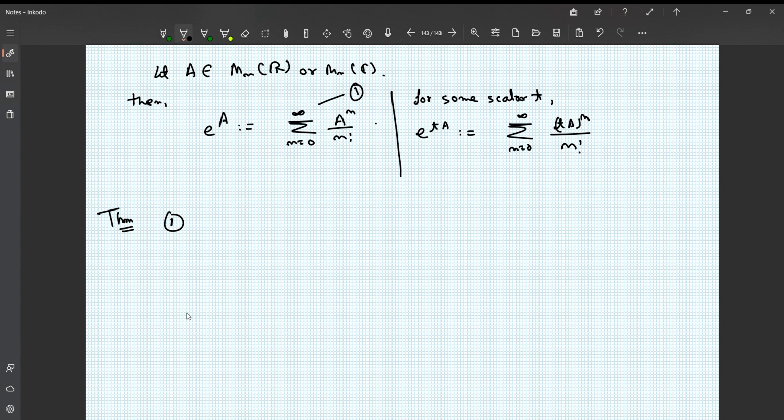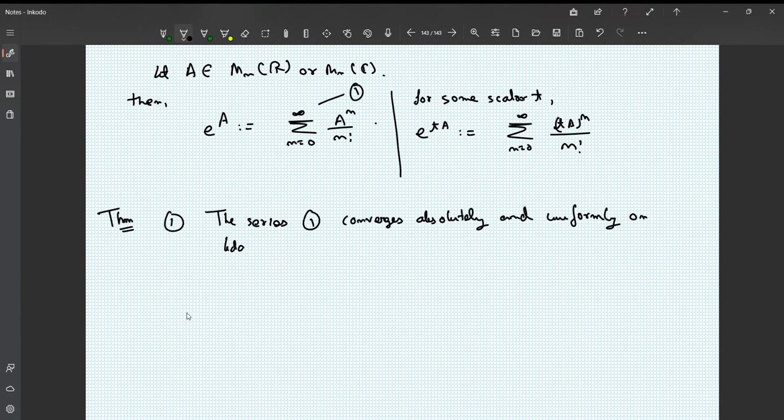So theorem number 1 is that the series 1 converges absolutely and uniformly on bounded sets of complex matrices.